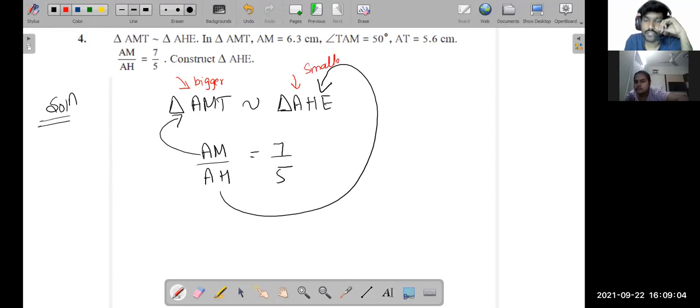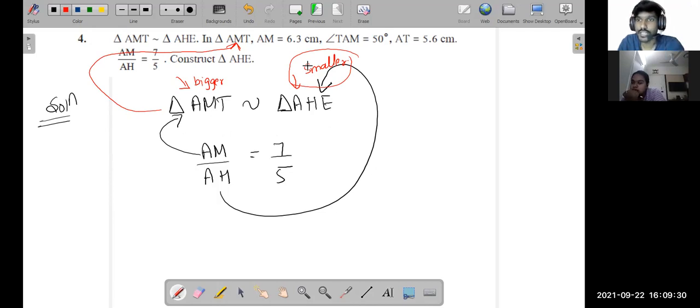Now if you look at the second one, in this one the length or measurement of triangle AMT is given. That means the length of the bigger triangle is given to you, and you have to construct the smaller triangle. While in the previous second one, lengths of the smaller triangle were given to you and you had to construct the bigger one. Are you getting the difference?